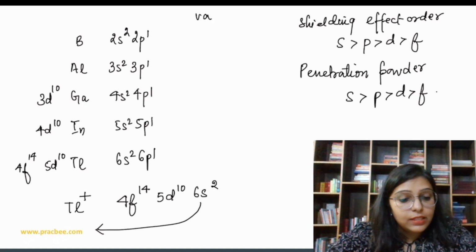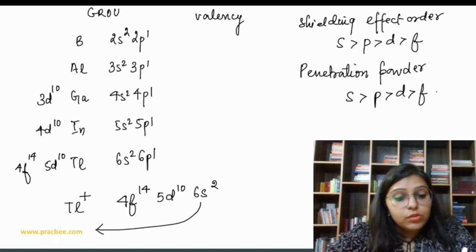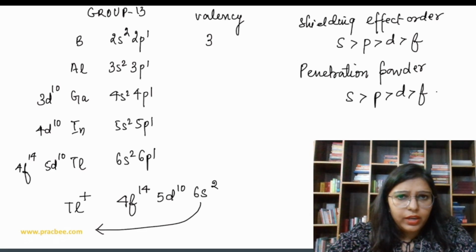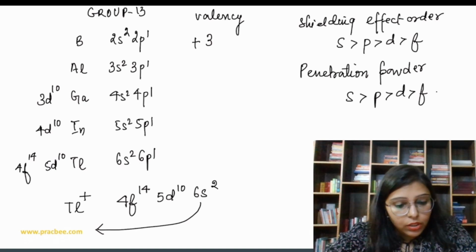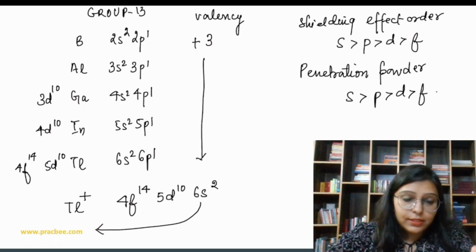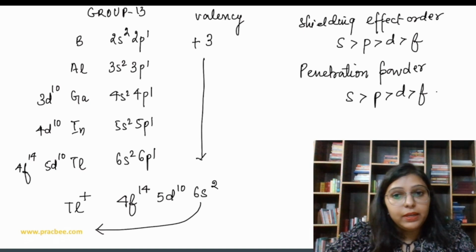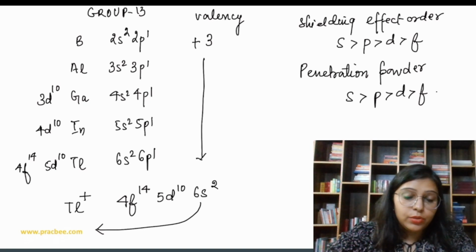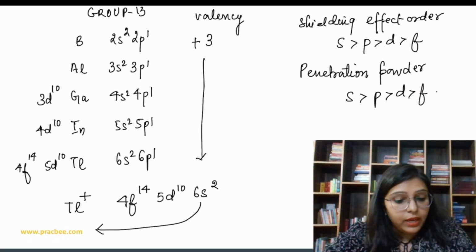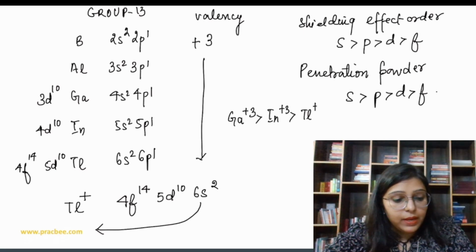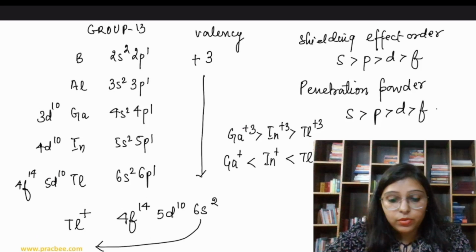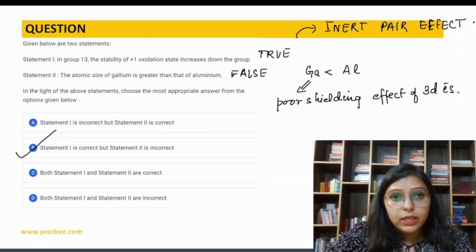Otherwise, if we talk about the valency of this group, this is group number 13, so valency can be 3, right? Or if we talk about the oxidation state, it can be +3. But here down the group, +3 state stability decreases and +1 state stability increases. Why? Due to the penetration power. So here we can say that gallium +3 is greater than indium +3 and then thallium +3. And for the +1 oxidation state, thallium +1, then indium +1 and then gallium +1. Okay? So statement 1 is correct and statement 2 is incorrect.